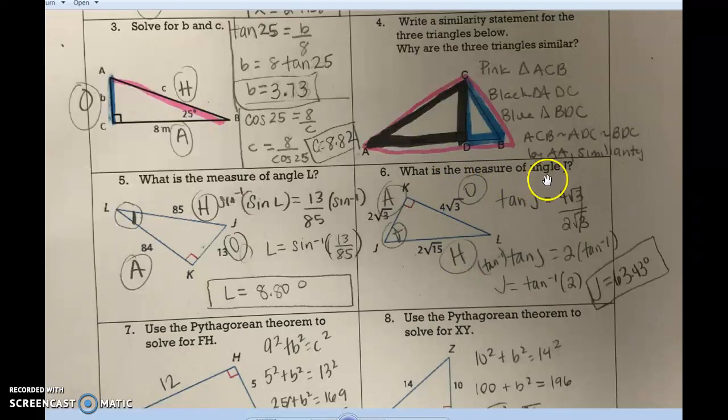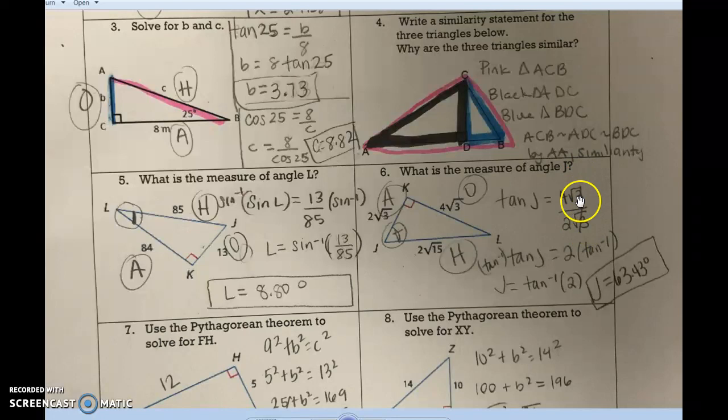All right, so number 6, same thing. I'm looking for the measure of angle J. Angle J is here. For this particular problem, I chose to use tangent, so that's opposite over adjacent. So that's tangent of J. We don't know what our reference angle is. Tangent of J equals 4 square roots of 3 divided by 2 square roots of 3.